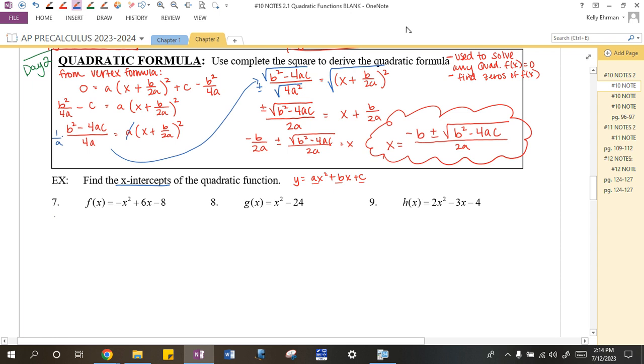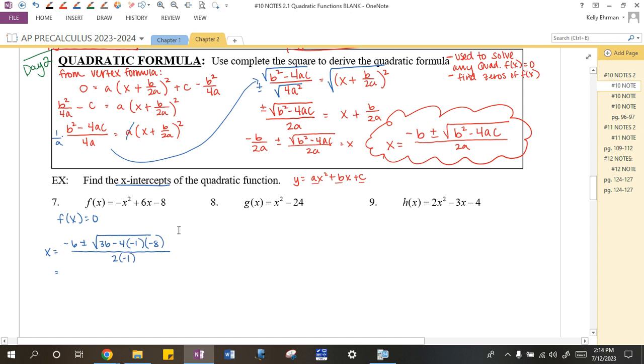So you need to show that you're setting f of x equal to 0. f of x equals 0. I would just make that statement. Then x equals negative 6 plus or minus the square root of 6 squared is 36, minus 4 times a times c, all over 2 times a.